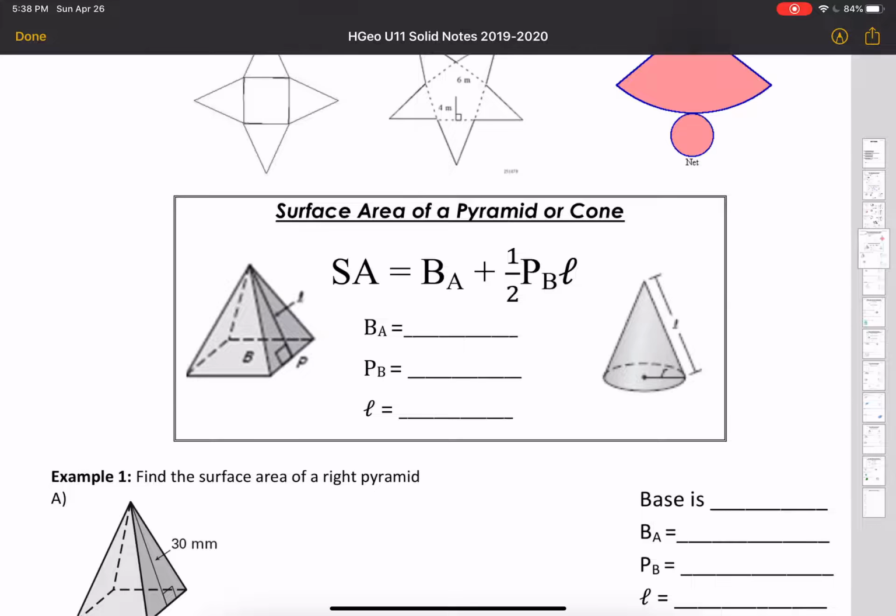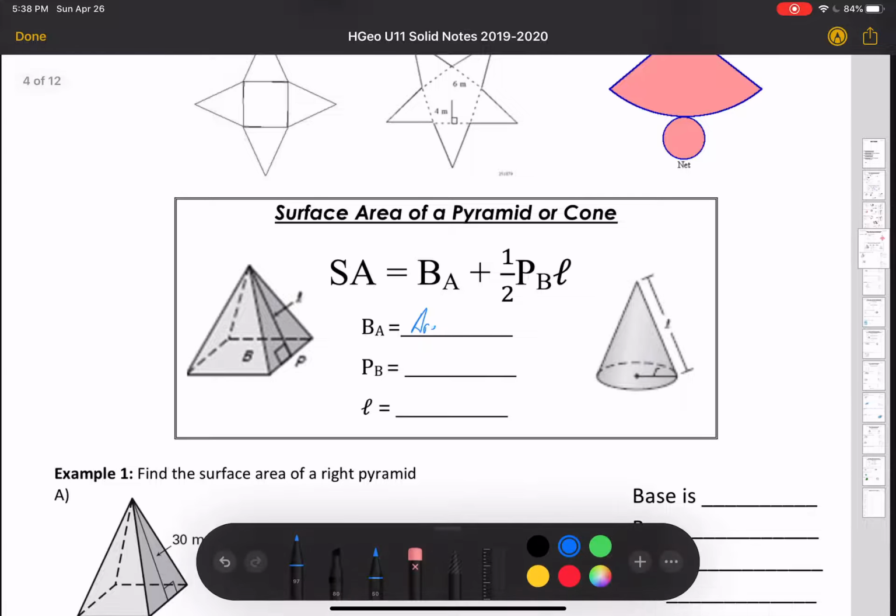We still have to take the area of the base, and to account for what's surrounding that base, which are now triangles, we're going to take the perimeter of the base times not the height, but L, which represents the slant height. This is going to be new, and this is going to be challenging, but we do not want the height here, because the height does not help me, okay?